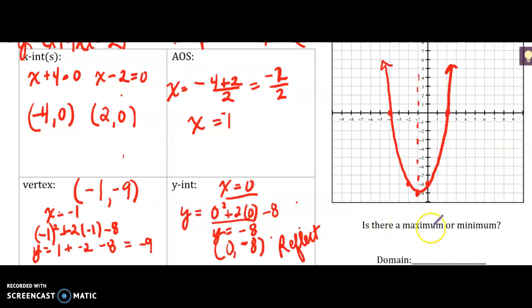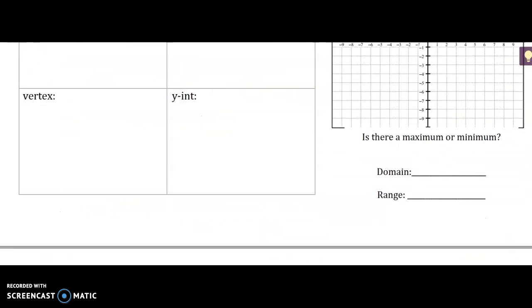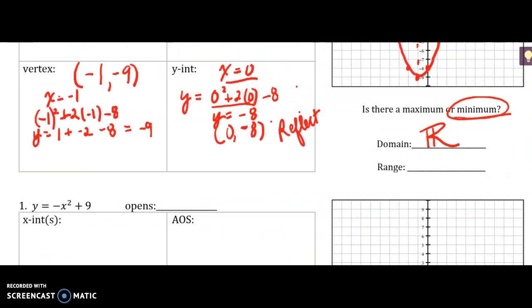And then let's see, our graph opens up, so it has a minimum value. Domain is always all real numbers. And my lowest point in my parabola is negative 9. So that means for my range, y is greater than or equal to negative 9. Okay, and again, if you look back at that example from yesterday, you'll notice all of that information is exactly the same.